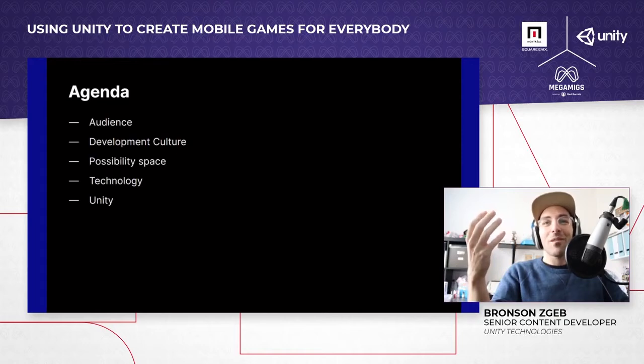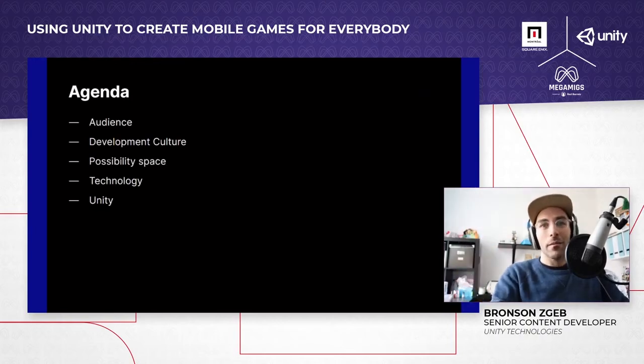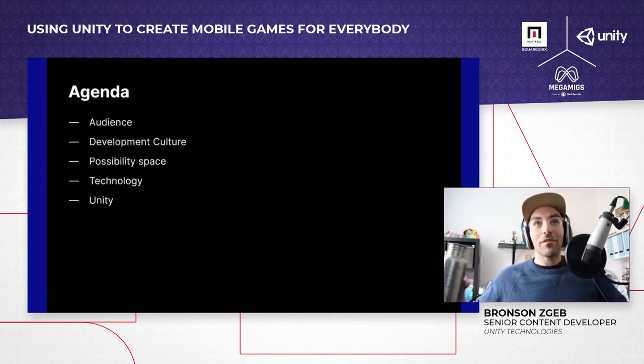In the first example, we're going to talk about what's great about the mobile games audience and the impact that has on developing mobile games. Then I'm going to talk about professional mobile game development culture and how it differs from PC console game development with examples. After that, I want to talk about what's interesting about the possibility space surrounding mobile games. Finally, we're going to talk about some exciting new technology that's unique to mobile games and how it's used in developing them. And then to wrap it up, like I said, I'm going to talk a little bit about Unity and just some of the ways that it helps in mobile game development.